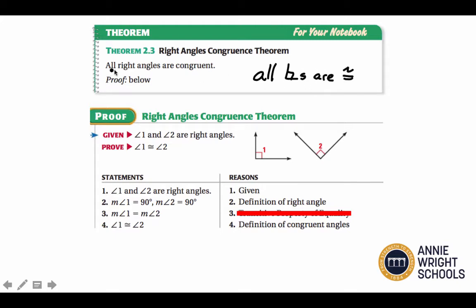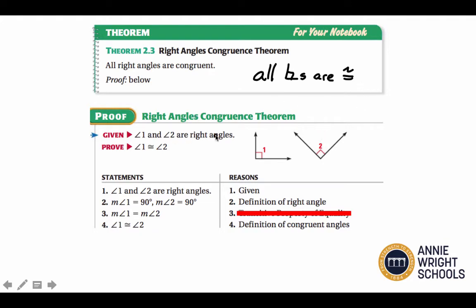I'm just going to say what the theorem is. When I write this in a proof, I'm going to say all right angles are congruent. I know Nelson is thinking, well, duh, kind of like reflexive or symmetric. Everybody knows that. But in math, we don't take anything for granted. The reason we know this is true is because of the proof below.